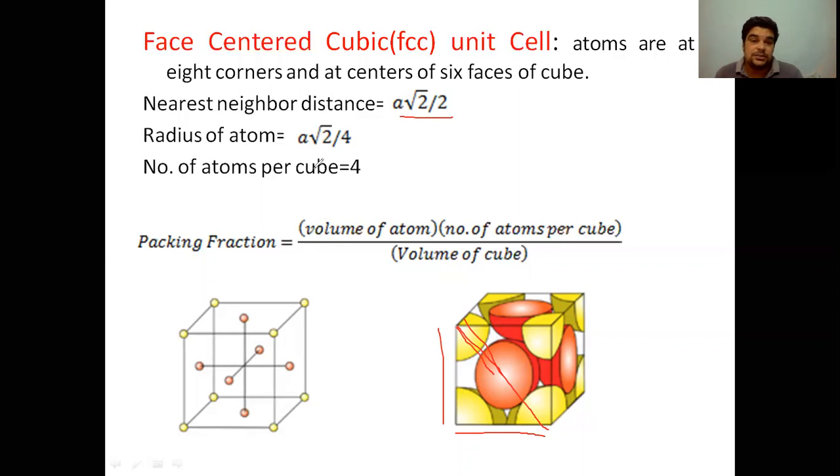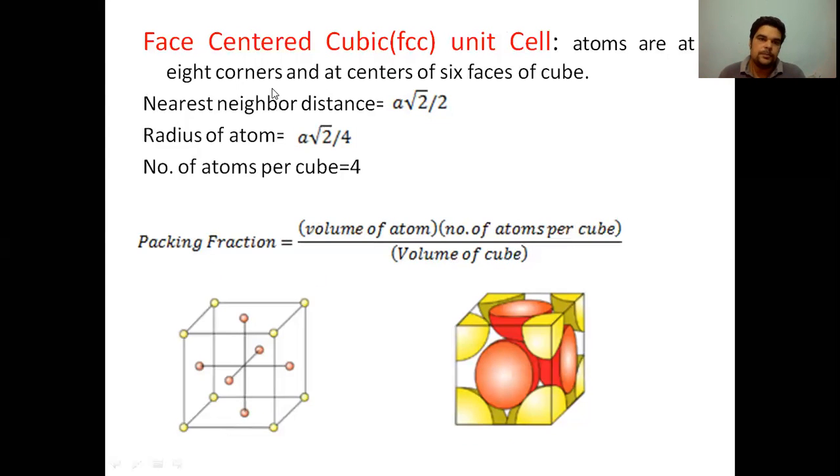So what is the radius of the atom in that case? Suppose the radius here is R. So 2R is equal to A under root 2 by 2, and R comes out to be A under root 2 by 4. Okay. So how to find the packing fraction? We can easily find it using the formula: volume of atom into number of atoms per cube divided by volume of cube. And if you want to calculate it in percentage, you just multiply it by 100.